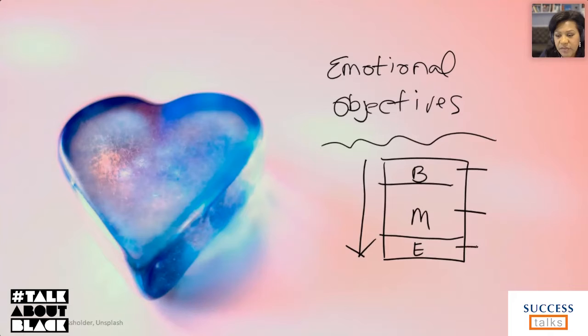So at the beginning, you might want to get people excited. In the middle, you might want to reassure people about the points or convince them, persuade them. And at the end, maybe you want them to be ready for action and ready to take up your ideas. So, and excited about taking up your ideas. So you can use emotional objectives in a number of ways.